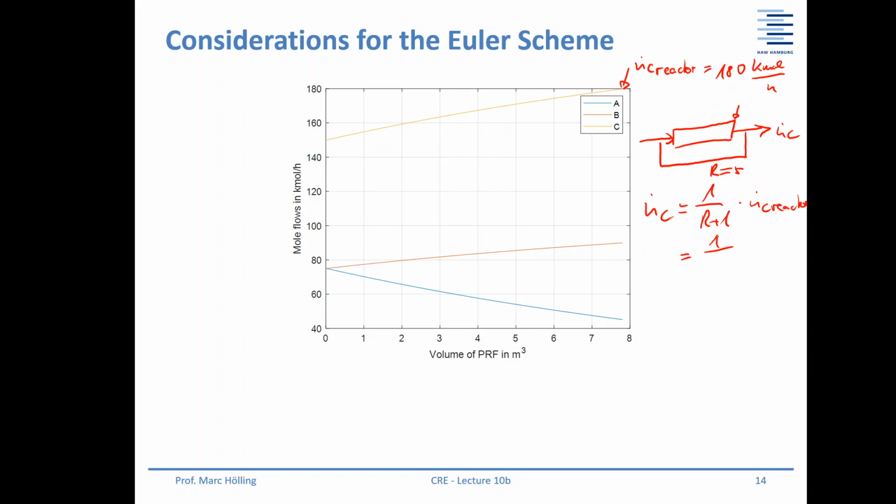So it's 1 over 5 plus 1 times 180 kilomoles per hour, so this is 1/6 of 180 kilomoles per hour, and this is 30 kilomoles per hour, and this is what was given in your worksheet. So the task of this reactor was to produce a mole flow of component C of 30 kilomoles per hour. Okay.